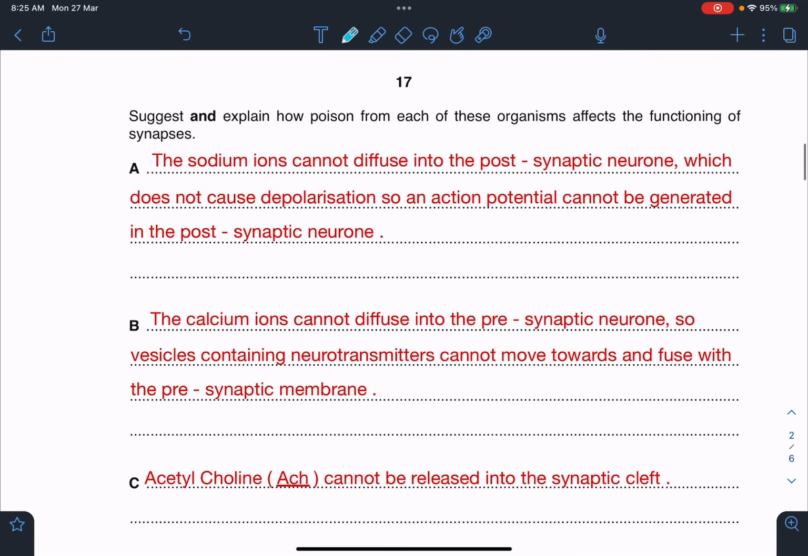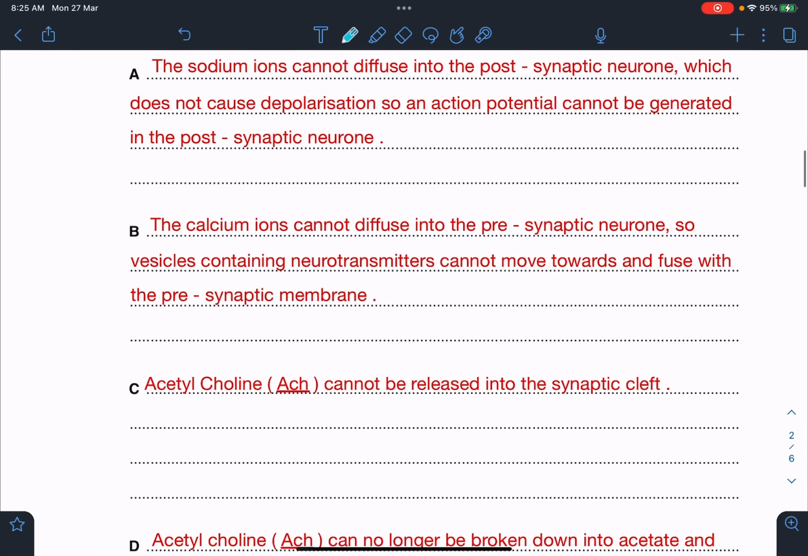Sodium ions cannot diffuse into the postsynaptic neuron. So what happens when sodium ions cannot diffuse into the postsynaptic neuron? There will be no depolarization, and if there is no depolarization, no action potential can be generated in the postsynaptic neuron. Then organism B blocks calcium channels.